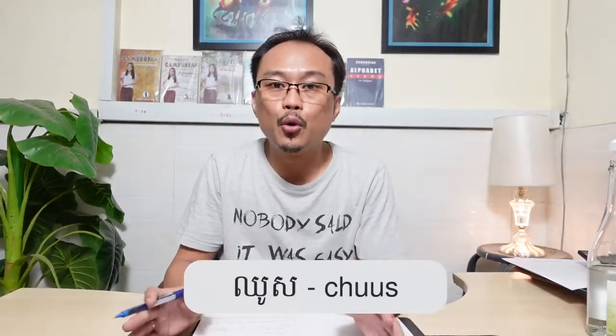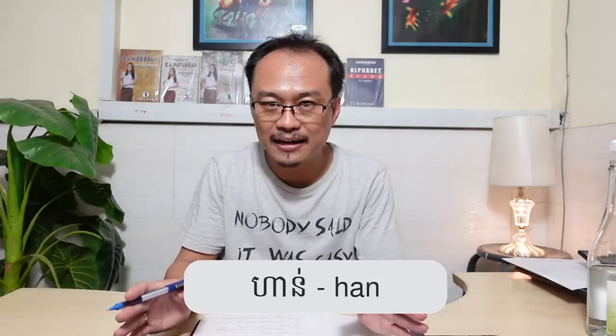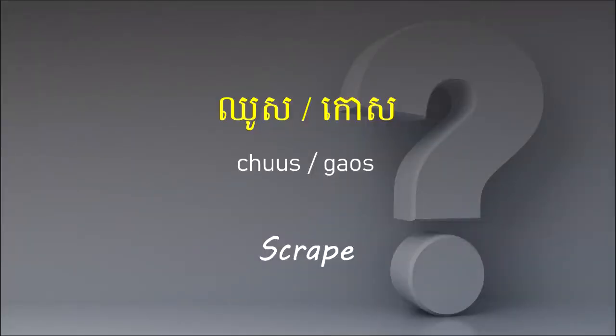The four words he asked me about are chu, cao, han, and chinh charam. Because for chu and cao, in English you use one word, the same word: scrap. Scrap, chu, cao. But in Khmer, we use different words in different situations as well. A bit later, I will show you a video of the difference between chu and cao.